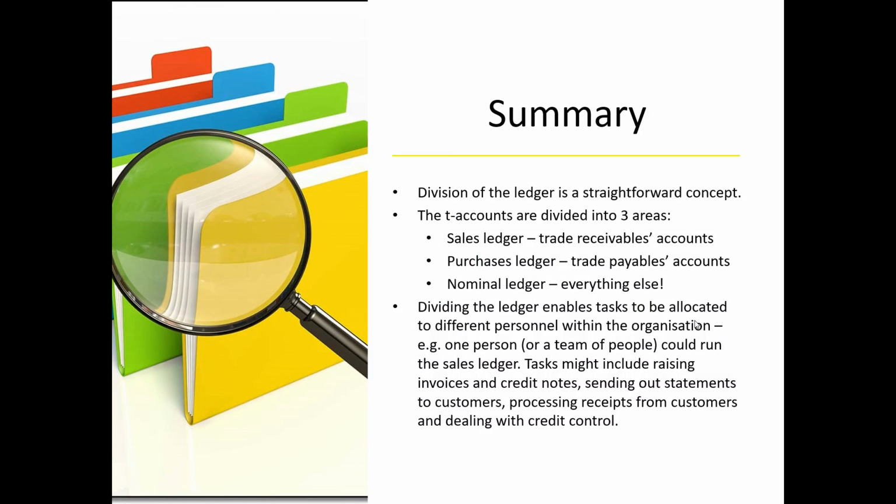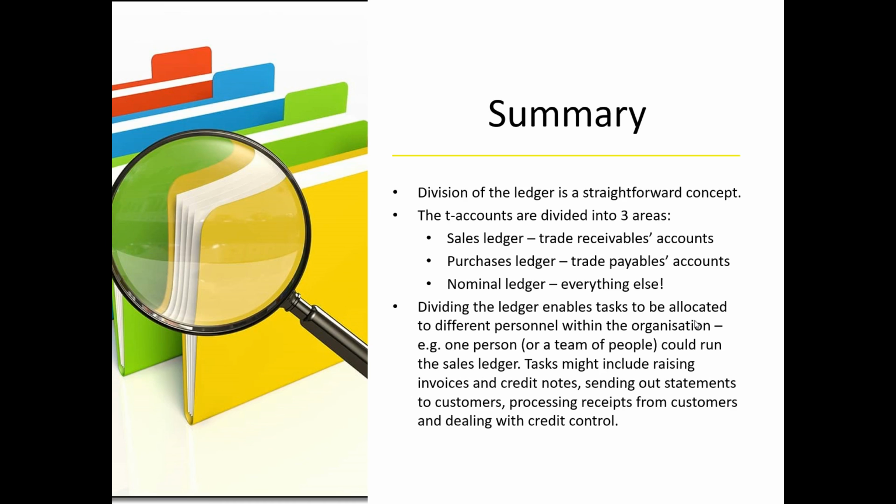So just to summarise, it is a very straightforward concept. It just means that the T accounts are grouped together. We've got the sales ledger containing all the trade receivables accounts. We've got the purchase ledger containing all the trade payables accounts. And the nominal ledger has got literally everything else. So that would be things like assets. It would be expenses. It would be just anything except for customers and suppliers.